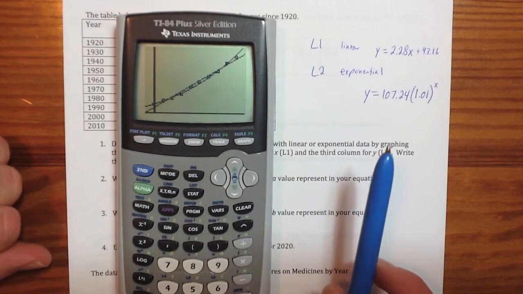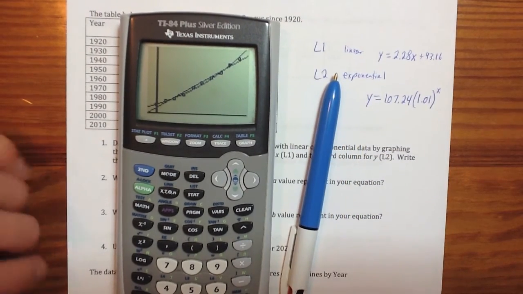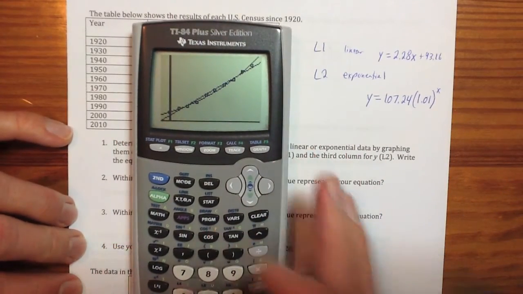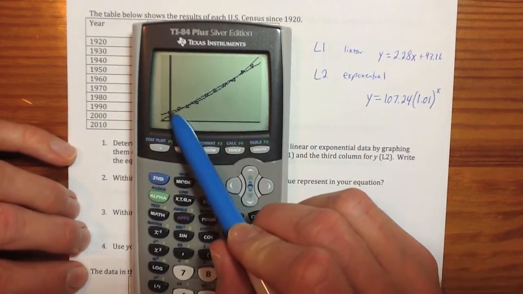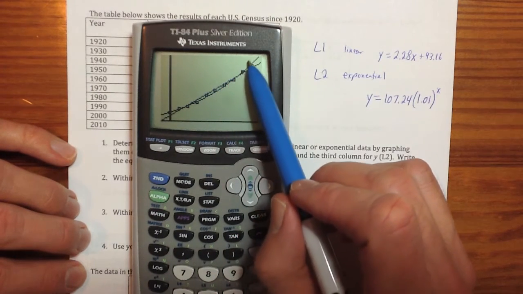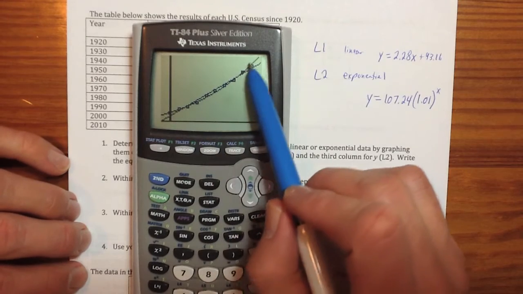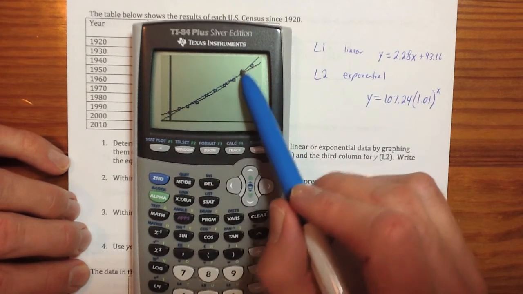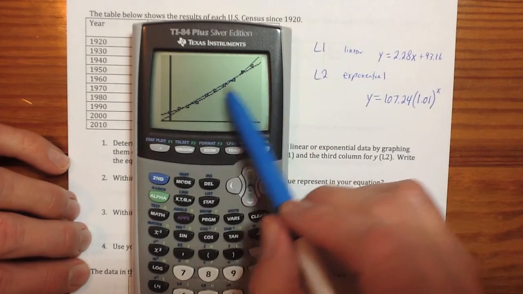Okay, you want my guess? You want what I think? I think exponential is better, and here's why I think that. Two reasons. First of all, the exponential one kind of swung around here. It's kind of hard to tell, but it seemed to hit more dots or hit them more closely. Linear just sort of cut through and had a few over here and a few over there and a few over here, and it didn't really follow the pattern as well.